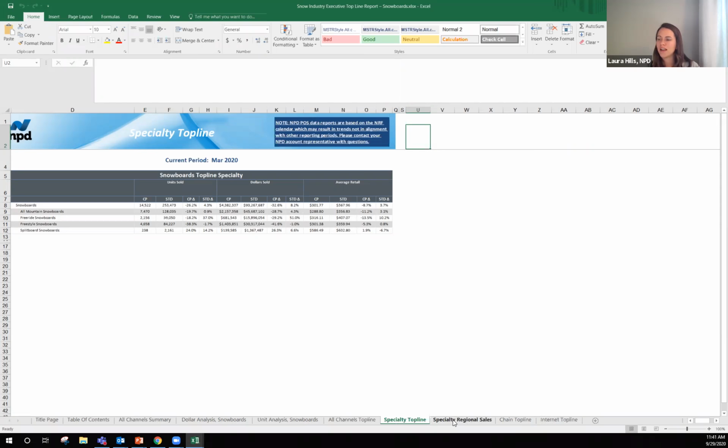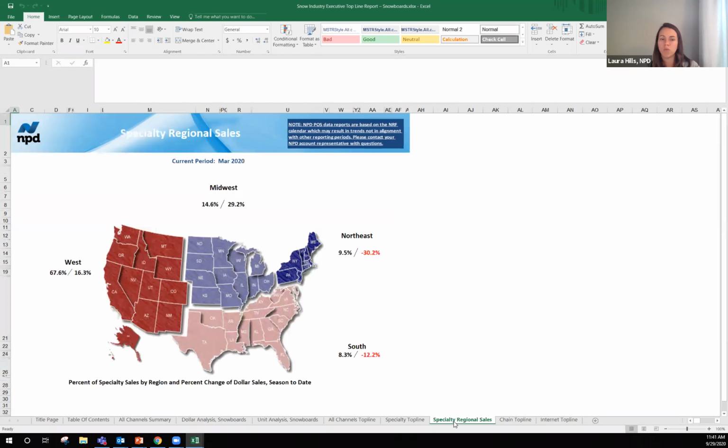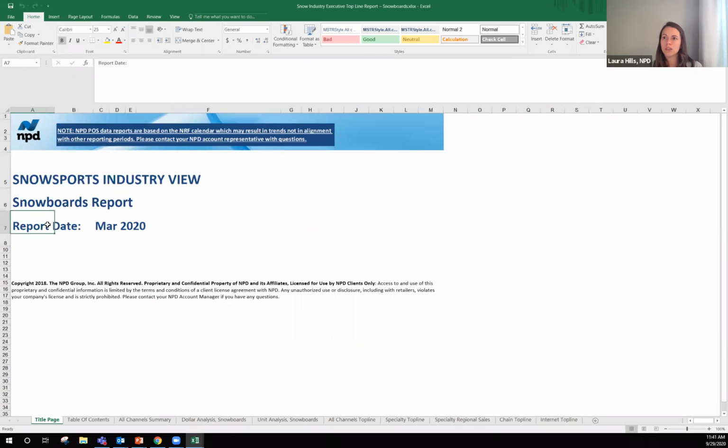And then just after the specialty, you also have the breakout of what the regional performance looked like. So in the previous examples of data, I showed you how we can look at the regional analysis and take that into account when we're analyzing the equipment performance. So this is, again, the Snowboard Report. We also have it for snowboard boots and snowboard bindings. So that's the NPD top line, SIA top line report.